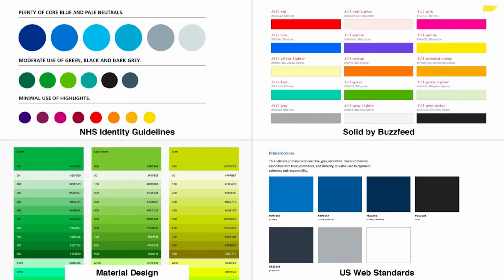I also spent some time looking at other design systems. So some of the screenshots here are from Material Design, the US Web Design Standards, Solid by BuzzFeed, and the NHS, which is the National Health Service in the UK. And so they all name and organize their colors differently. Material Design uses numbers, and they have their base, like default, of a color at the 500 value, and then go darker and lighter. The US web standards use primary and secondary to organize their colors, and to use lighter and darker and things like that.